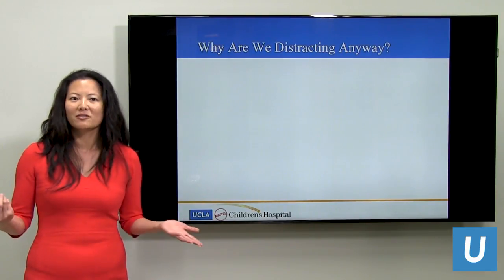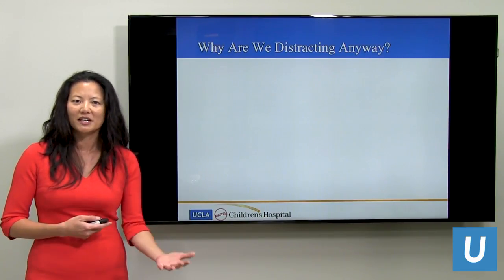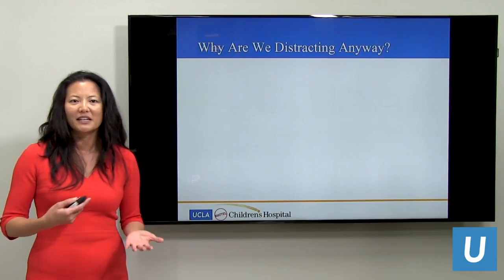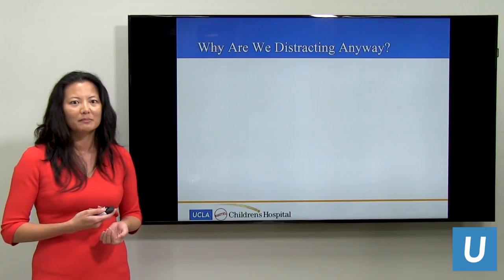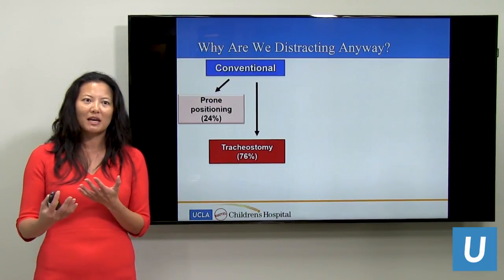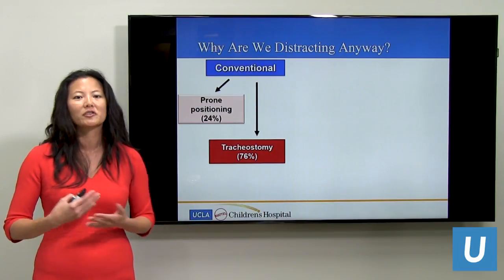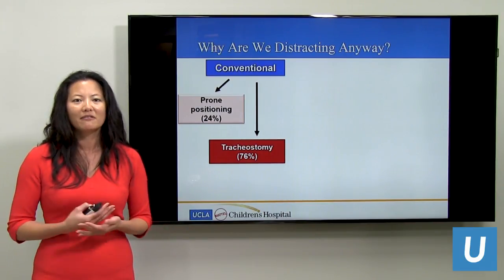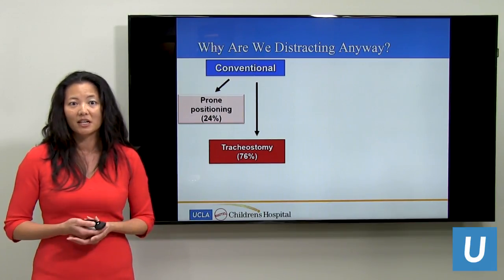So why are we distracting anyway? It seems like you could do a tracheostomy. Is there anything better than this? Well, we actually studied this at UCLA a number of years back, and what we used to do is this conventional method where you took a baby, looked at them, and decided prone positioning if they're mild or tracheostomy if they're not mild. That resulted in about 74% of patients getting a tracheostomy.